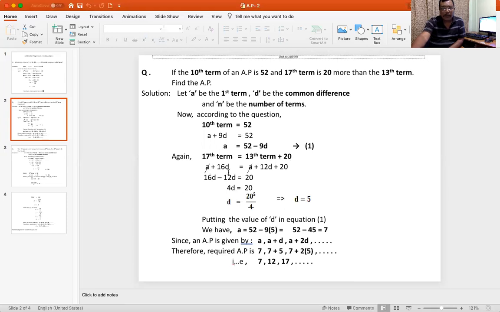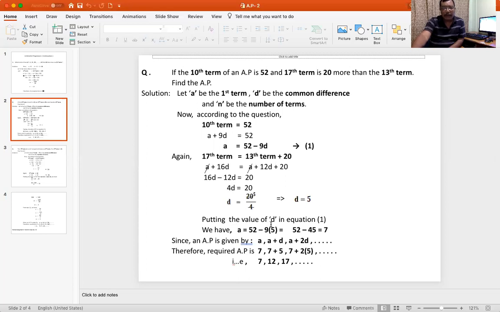Now here A and A on both sides of the equation, they get cancelled because they are of the same sign. We're left with 16D. Now this plus 12D, we bring it to the left hand side, it becomes minus 12D. It is equal to 20. Now again here, 16D minus 12D is 4D. It is equal to 20. So therefore, D will be equal to 20 divided by 4, and 4 times 5 is 20. So we have here D is equal to 5.